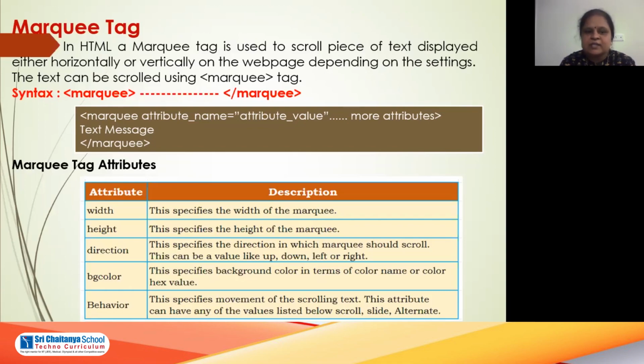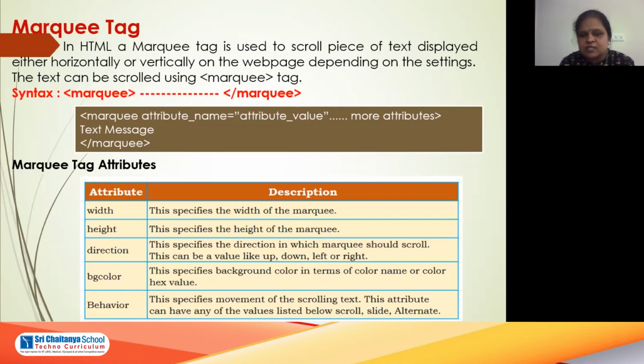Okay, so you can see the syntax. There is a tag called marquee, and /marquee should be used to end the marquee tag. Then here, attribute name and attribute value. What all the attributes you have, you can see in the table I have given. We can give width, height, direction, background color, as well as the behavior. What will happen with all these things?